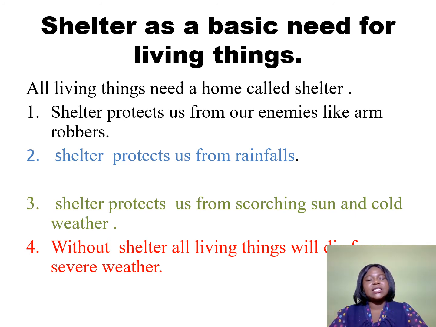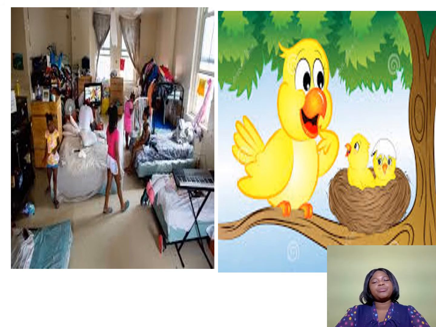And shelter protects us from scorching sun and cold weather. When the sun is very, very hot, and you get a shelter, maybe a room or a tent, and then you stand under it, it will be very cool. And when the weather is cold as well, and you're in your room, you don't feel the weather. Okay, good. So shelter protects us from scorching sun and cold weather. Without shelter, all living things will do what? Will die from severe weather. So let's go to our next slide and see.